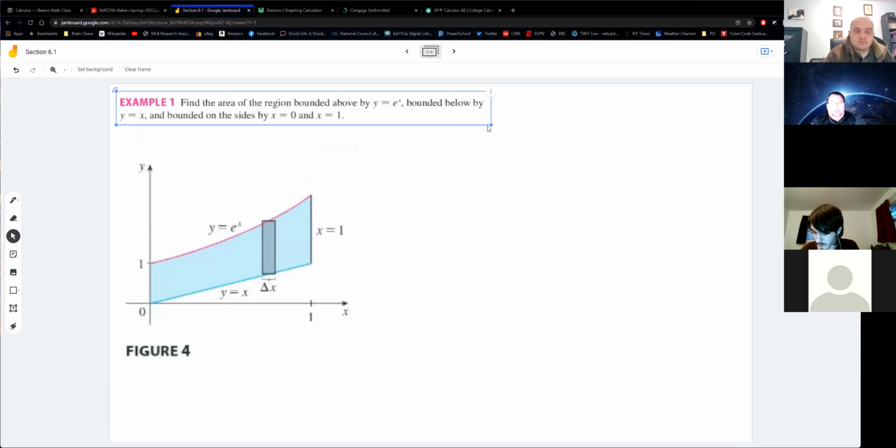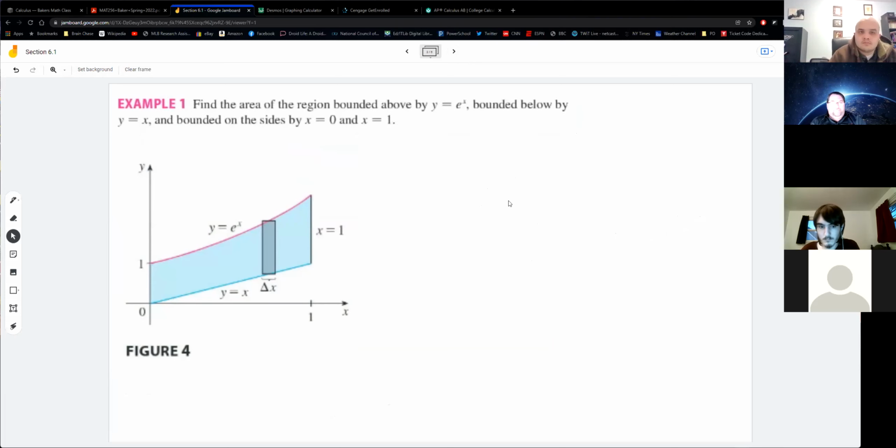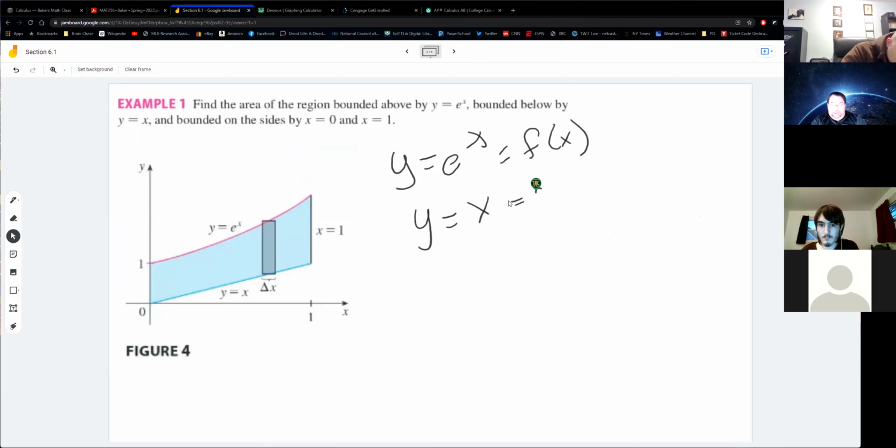All right, let's look at a problem. We've got these two equations: y is e to the x and y is x, and it's bounded between 0 and 1. They want to know the area between those two functions. So we'll set this to be f of x and that to be g of x. So the integral goes from 0 to 1 of e to the x minus x dx.